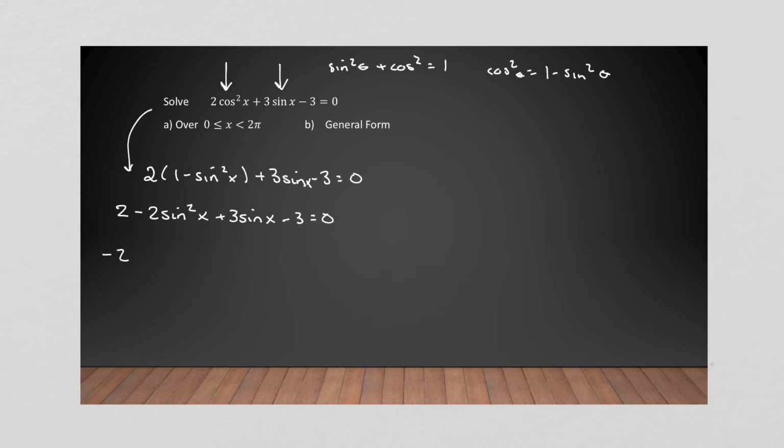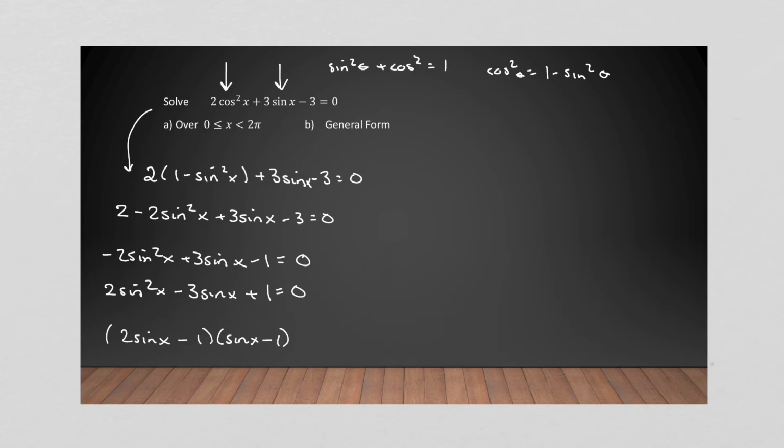So now we have -2 sine squared x plus 3 sine x minus 1 equals 0. But we've got a negative leading term, so let's multiply everything by -1. So now we have 2 sine squared x minus 3 sine x plus 1 equals 0. And now we have a quadratic we can factor. So we have 2 sine x minus 1 and sine x minus 1. So you can see we have two potential solutions. We have when does this equal 0 and when does this equal 0.